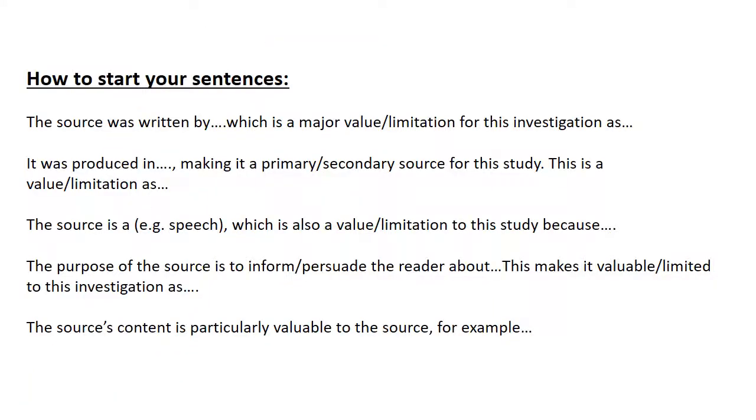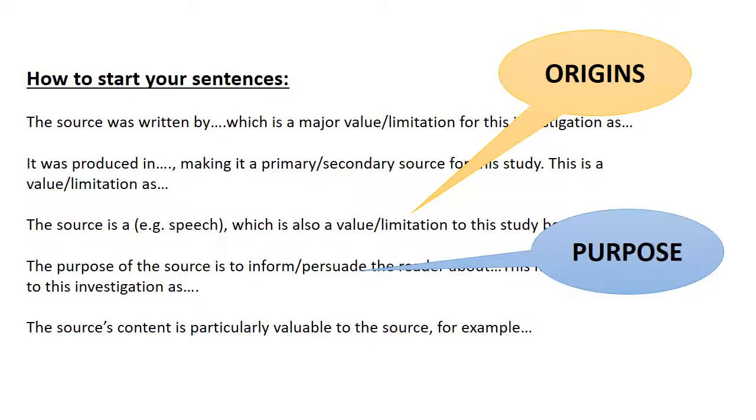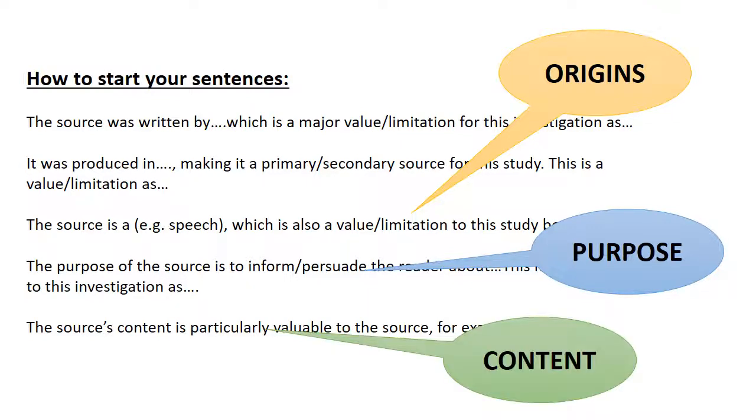You can evaluate the source using a 5 W's approach. So who produced the source, when it was written, and what type of source it is. It's all comment on the origins. If you comment on why it was produced, then you're commenting on the purpose. And lastly, if you can evaluate what it actually tells us, whether that's a value or a limitation, then you're commenting on the content of the source.